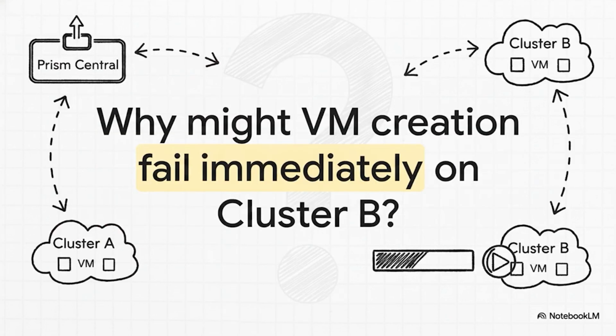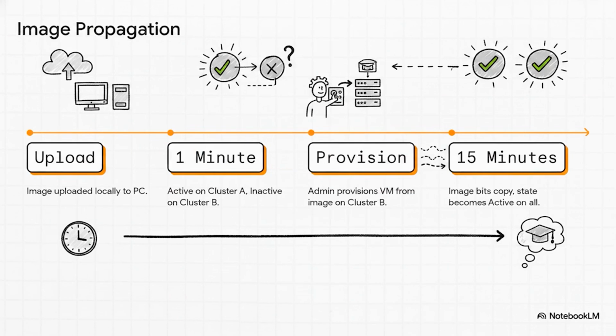Okay, here is your second major exam trap, and this one deals with multi-cluster environments. You upload an image to a Prism Central instance that is managing multiple clusters. Why might you be unable to immediately create a VM from it on cluster B? This one is totally testing your knowledge of how image propagation actually behaves right after that initial upload. Let's move to the timeline and see how this actually builds.